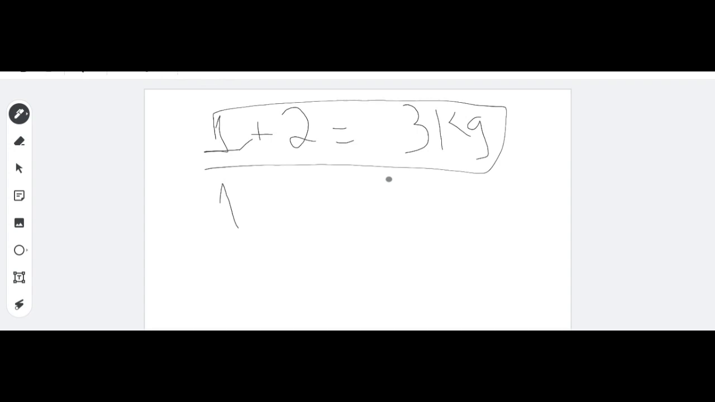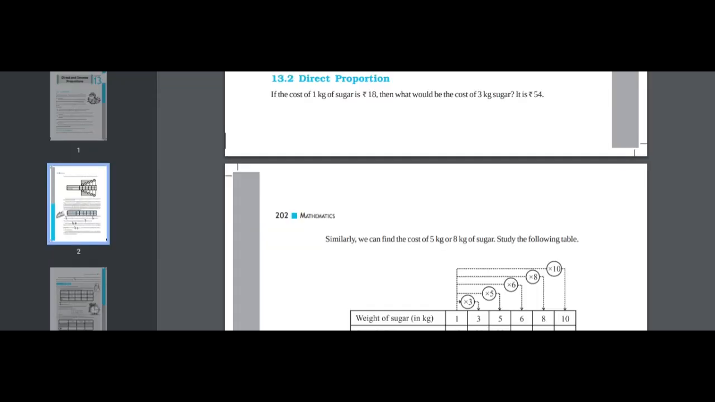So we have to add the numbers just like this. If there is 1 kg, when I add 1 with 2 steps, the answer will be 3 kg. Now this is for the first, and this is for the 3 kg. Now I have to do the work with the prices as well. For the 1 kg, the price is 18. It means I have to multiply 18 with 2. What will be the answer? Multiply or add? Multiply.